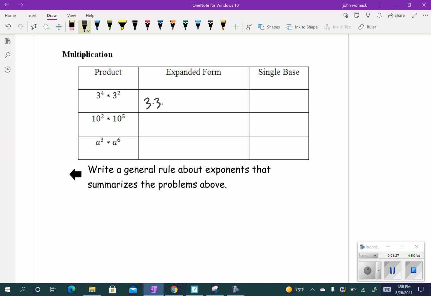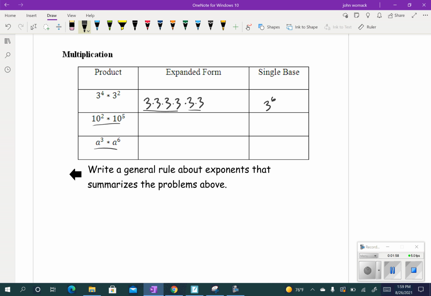3 to the fourth is 3 times 3 times 3 times 3. That's what we refer to as expanded form. Times 3 squared, which is 3 times 3. And then we want to write it with a single base. So there's my 3 to the fourth, there's my 3 squared in expanded form. All together then, if you count those up, there's 6 of them. So that comes out to be 3 to the 6th power, just writing with a single base.